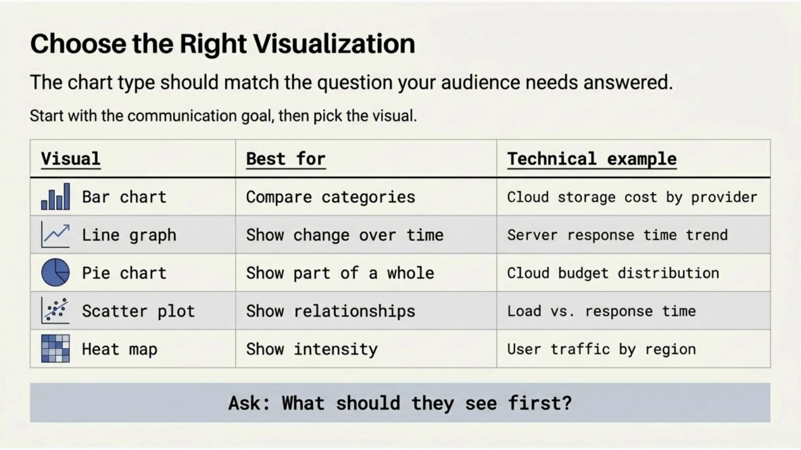For technical examples, bar charts can compare cloud storage costs across providers. Line graphs can show response time trends. Scatter plots can show the relationship between server load and response time. Heat maps can show intensity, such as user traffic by region. The key idea is simple. Every visualization should answer a specific question for the audience.